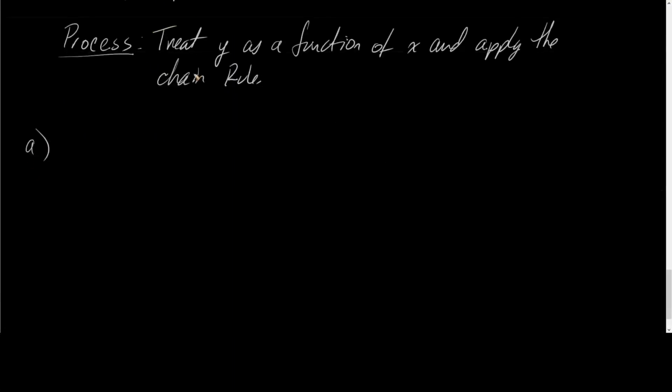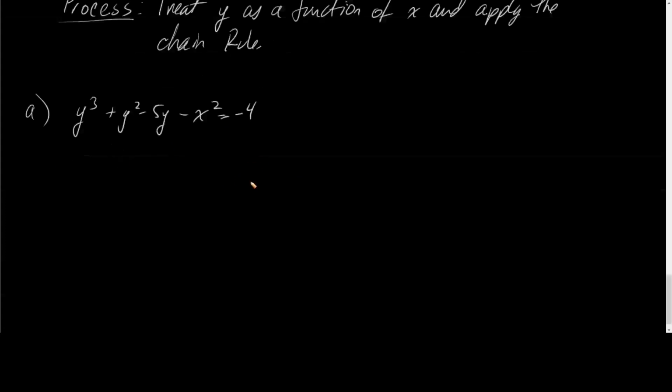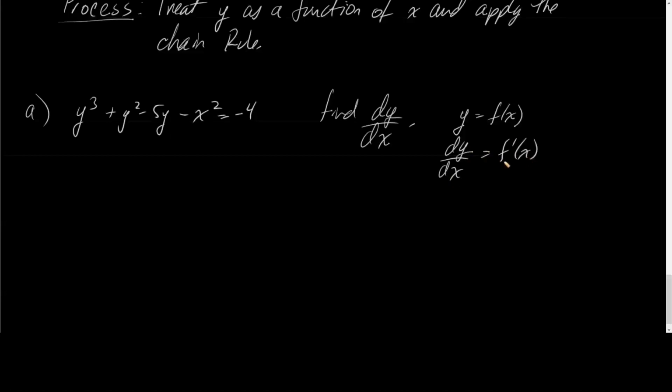Let's say that I was working with that equation, y³ + y² − 5y − x² = −4. Let's say that I was interested in finding the slope of this, right? So we're going to say find dy/dx. Well, since we're treating y as a function of x, let's let y equal f(x), all right? And if I do that, then dy/dx, the derivative, would be f′(x), right? I mean, that's just notation, but let's see what we can do here.